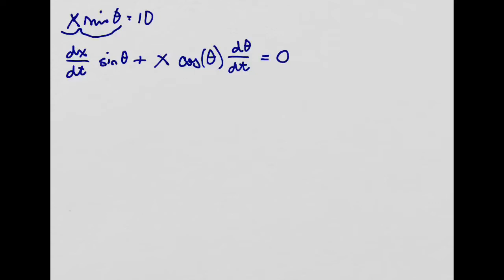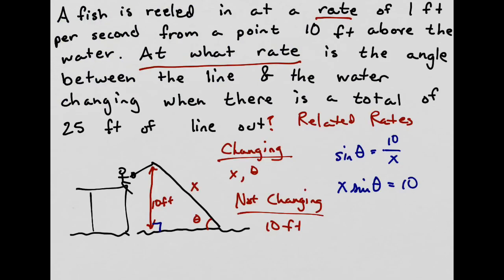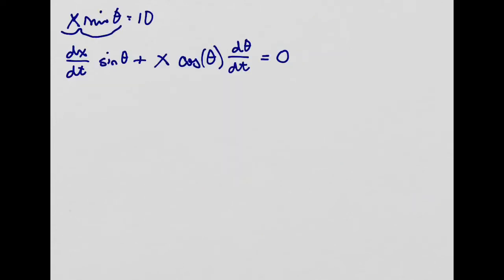So now we are looking for the rate that the angle is changing. So our goal is d theta dt, and I'm going to underline that. This is our goal. But we need to find x, theta, and dx dt. Oh, wait, sorry, dx dt. Let me undo that real quick. We need dx dt before we can find d theta dt.